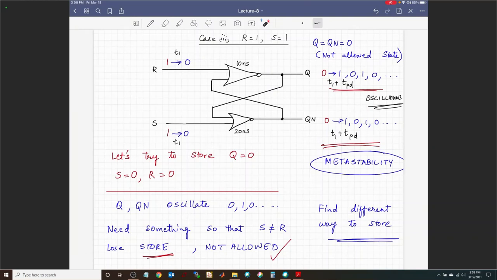Use a NAND gate with inputs S and R. Okay, NAND gates will also have the same problems. As an enable, right? So enable, right? That's where we are going. We are going to add more inputs so that we are able to store.